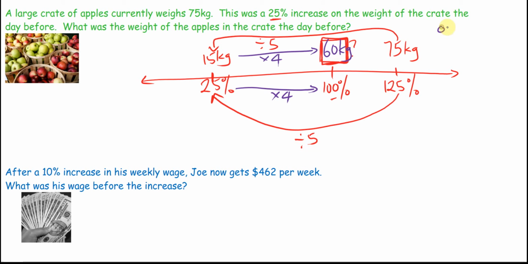So the original weight, or I should say yesterday's or the day before, so yesterday's weight is equal to 60 kgs. Right, let's have a look at the next problem.